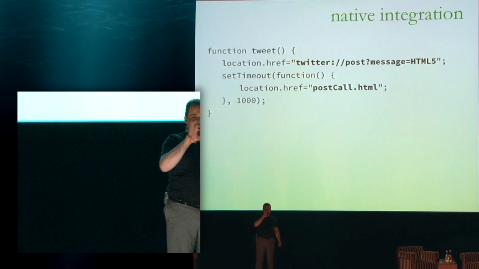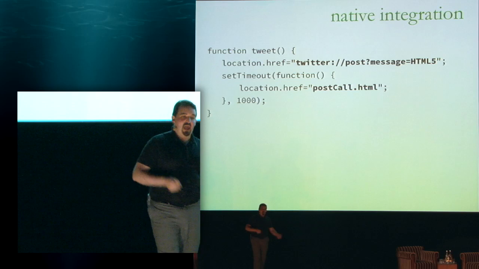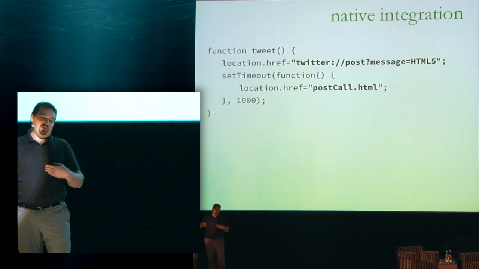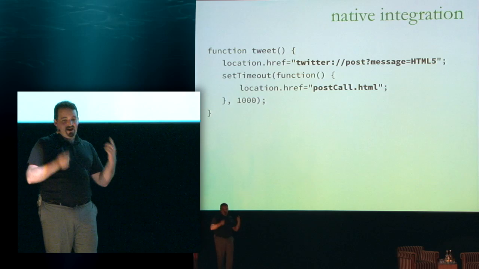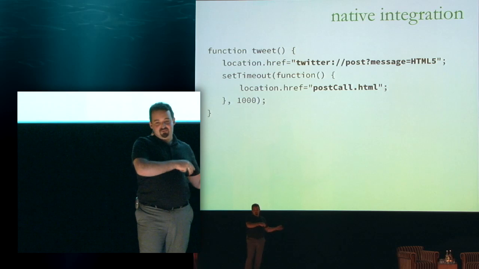The dialogue will be dismissed automatically. And on the second page, you can say, hey, you don't have the app. Why don't you install the app? Of course, what happens if the user goes to Twitter and then goes back to Safari? So it will go to the second page too. So you can use local storage and check how much time has passed between one and the other and do something around that.